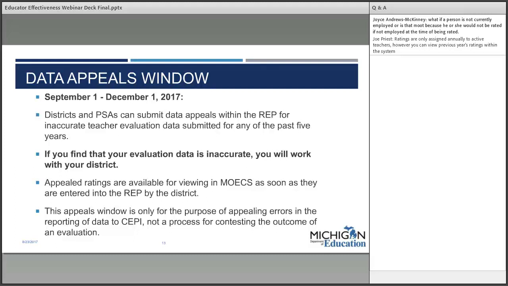Now, if you do work with your district and you had an inaccurate rating and they go in and submit that data appeal, it will be available for viewing in MOEX as soon as it's entered in the REP. So that will be automatic. It will carry right over. It is important to note that this appeals window is only for the purpose of appealing errors in the reporting data to CEPI, not a process for contesting the outcome of an evaluation. If you're looking to dispute your evaluation, you will still contact your district and go through their appeals process, but that can happen whenever your district allows it. September 1st to December 1st is just when they are able to go in and update any inaccurate ratings that are reported to the REP.